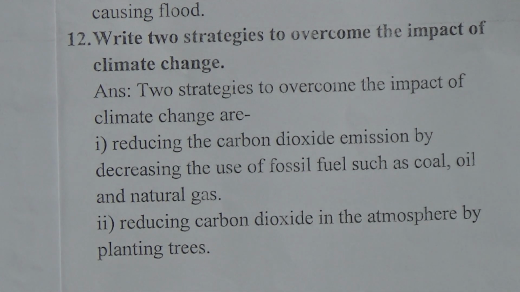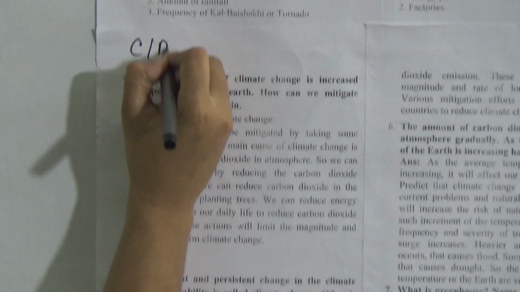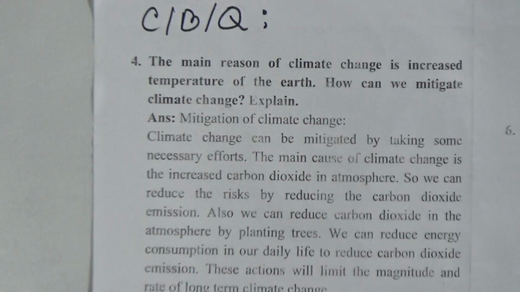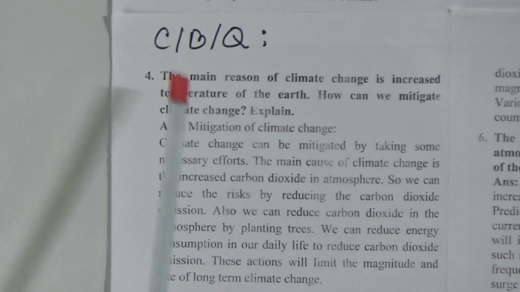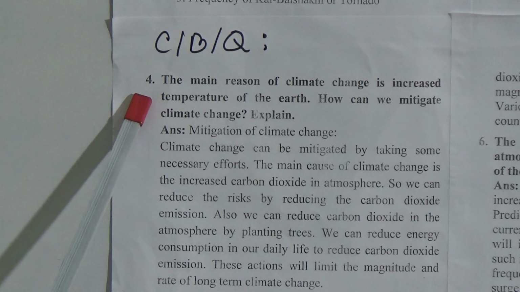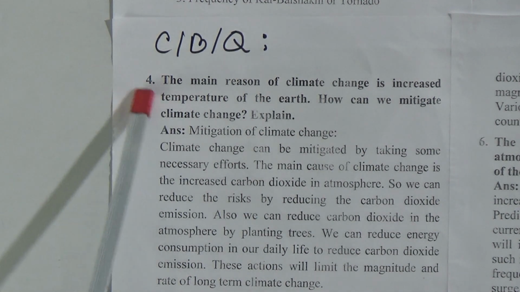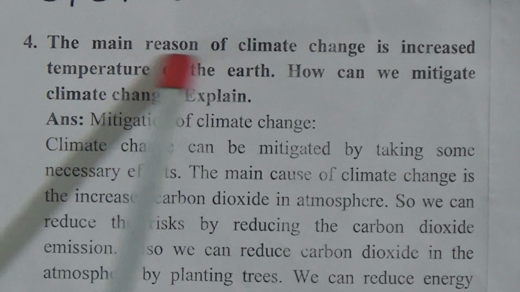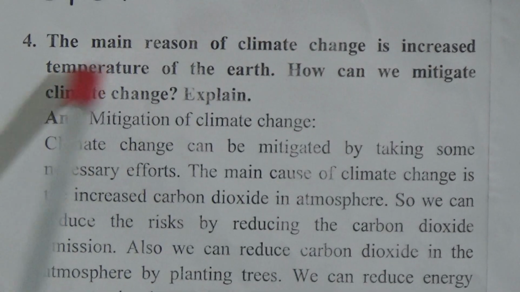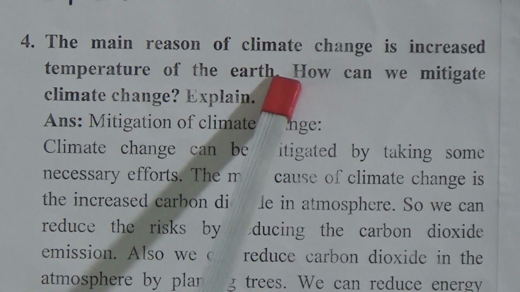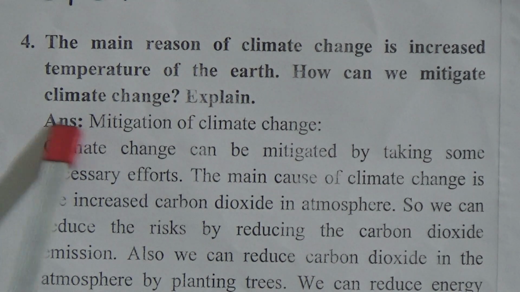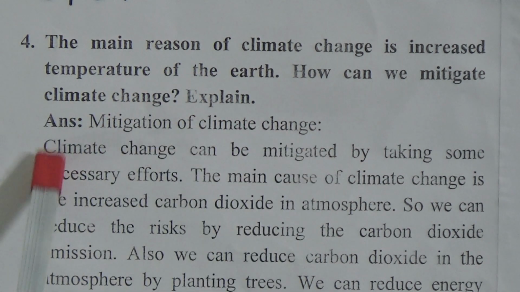Dear students, now we will discuss CBQ, that means competency based question, and its answer. We have discussed CBQ 1 to 3 when we discussed the chapter. Now we will start from CBQ number 4. The question is: the main reason of climate change is increased temperature of the earth. How can we mitigate climate change? Explain.